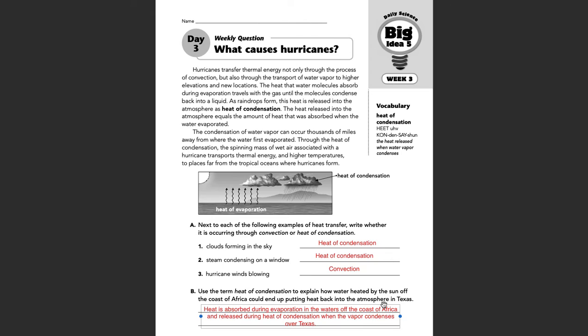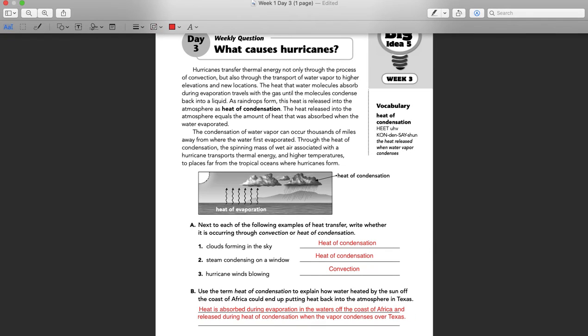Hope that helps as far as an understanding goes. There's your science Bellwork. Week 1, day 3. Make corrections if you need to, and I hope you guys have a good day.